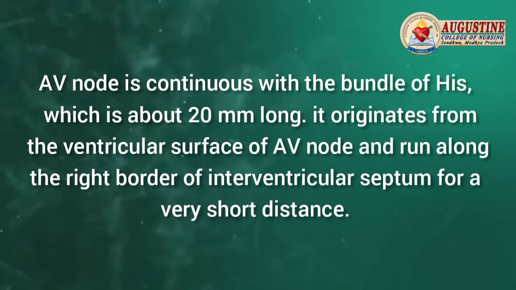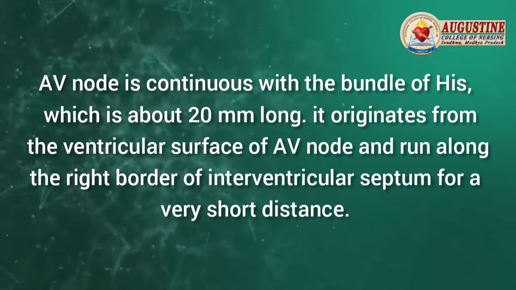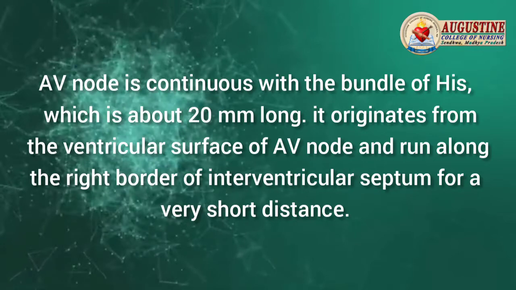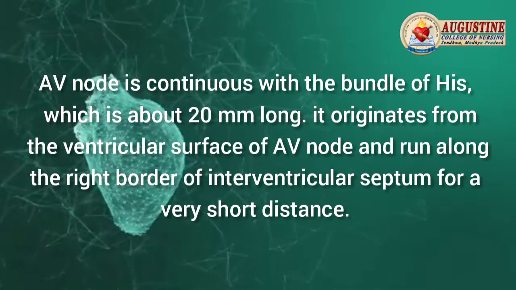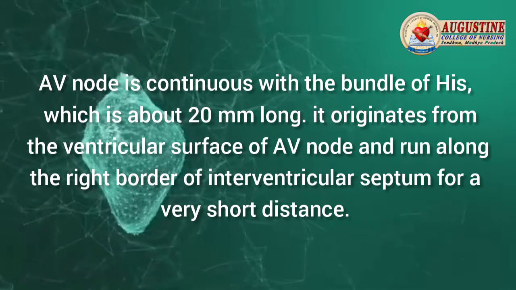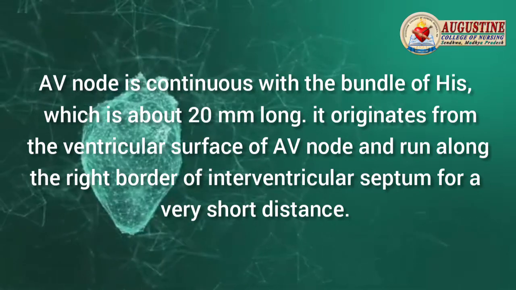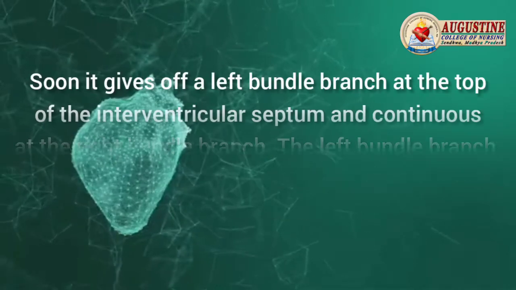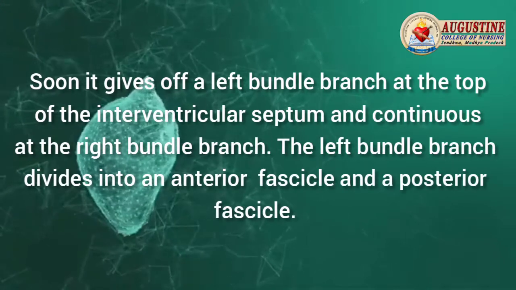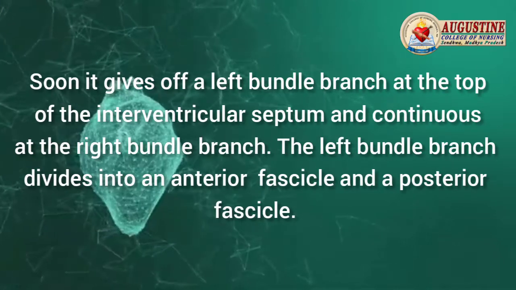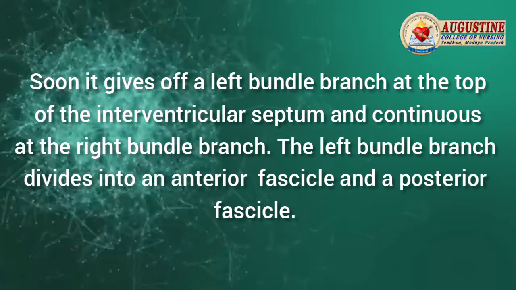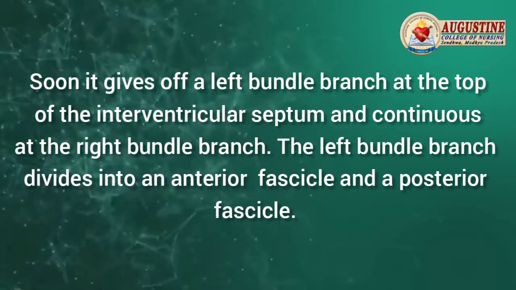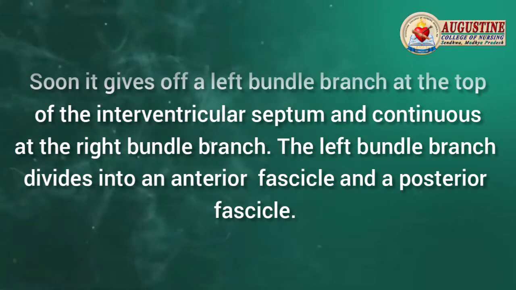AV node is continuous with the bundle of His, which is about 20 mm long. It originates from the ventricular surface of AV node and runs along the right border of interventricular septum for a very short distance. Soon it gives off a left bundle branch at the top of the interventricular septum and continues as a right bundle branch. The left bundle branch divides into an anterior fascicle and a posterior fascicle.